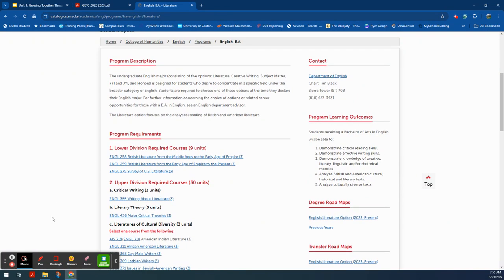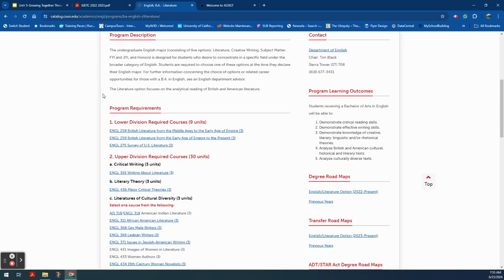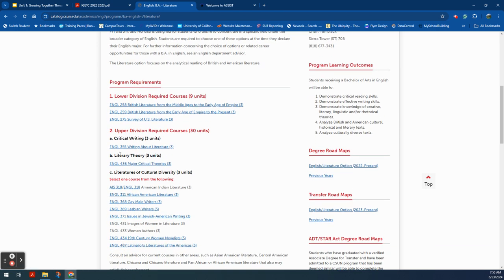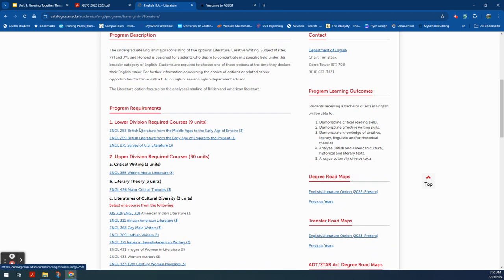So the key thing with these ones is that you can take these classes and they fulfill your IGETC and your prereqs, because you have to take these lower division classes before you take your upper divs. And you can take these while you're at ABC, fulfilling your IGETC, your general ed requirements at the same time. So how do you do that?